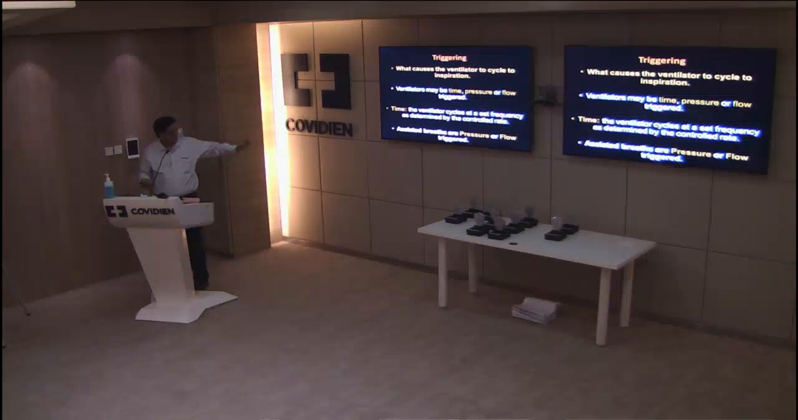Okay. So basically, there will be time triggered, pressure or flow triggered. Time essentially, like I told you, is generally in controlled ventilation, because if you give a rate of 12, every 5 seconds automatically the ventilator delivers the breath. That's essentially controlled ventilation. But otherwise, in patient triggered ventilation, it could be either pressure triggered or flow triggered.